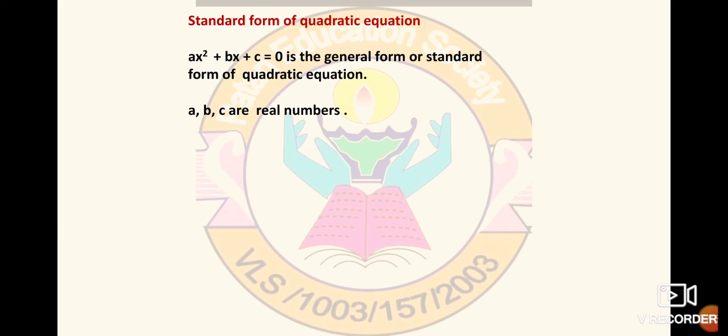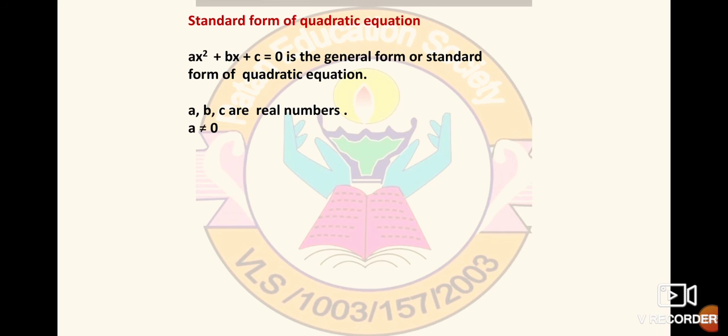Now see, regarding the value of a, one important condition has to be followed, that is, the value of a should not be equal to 0. Means the value of a should always be a non-zero number, a number other than 0. Value of a can be 1, 2, 3, 4, and so on. Any number you can consider in place of a, but it should not be 0.